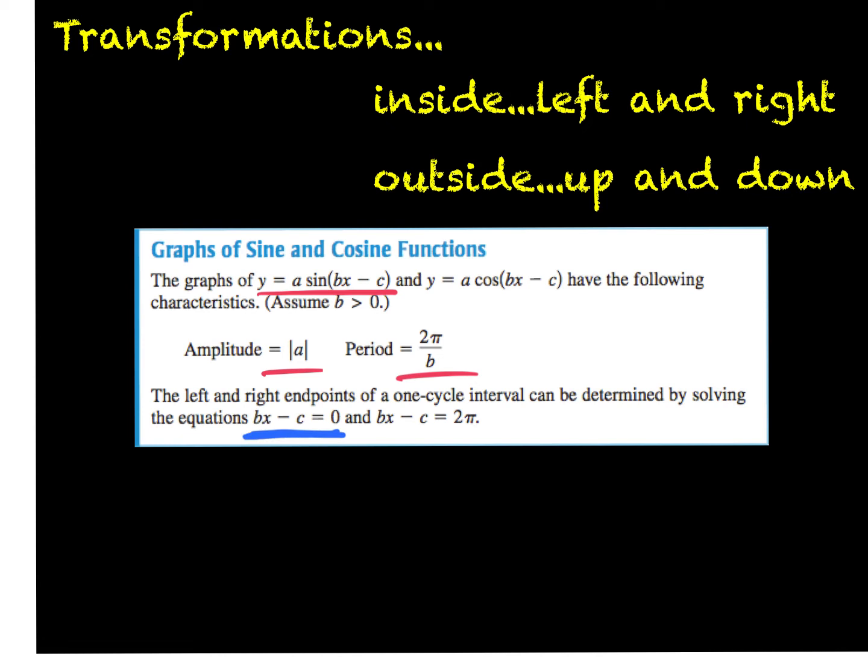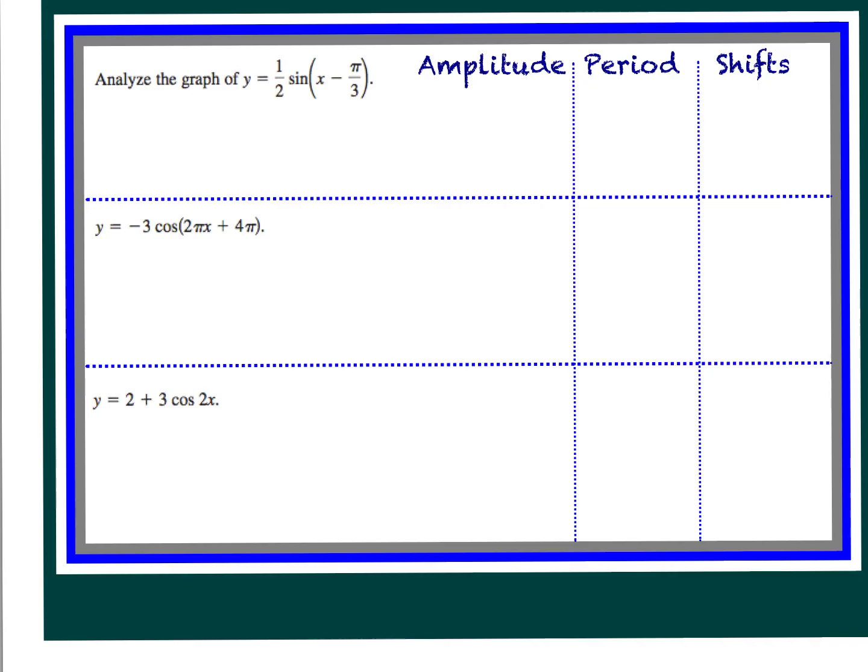Where are the endpoints of sine? 0 and 2 pi. Those are usually the endpoints. Now, if I have cosine at 0, they usually start at 1, and then at 2 pi, it usually ends up at 1 again. However, the normal period is 2 pi. Does that make sense? So that's why we're setting them equal to 0 and 2 pi. We're moving. Here we go.